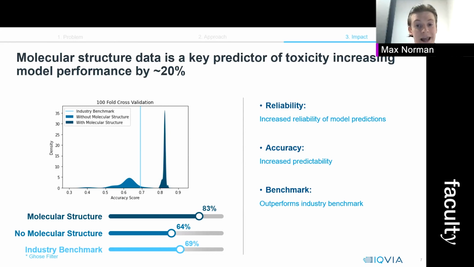What's more is that by incorporating this molecular structure, we can see in our 100-fold cross-validation that the same model trained without this molecular structure information is a lot less reliable. The sharp dark blue peak that you see on your screen essentially means that we can be very, very confident in our predictions, as opposed to the more spread out and blobby version where no molecular structure was considered.